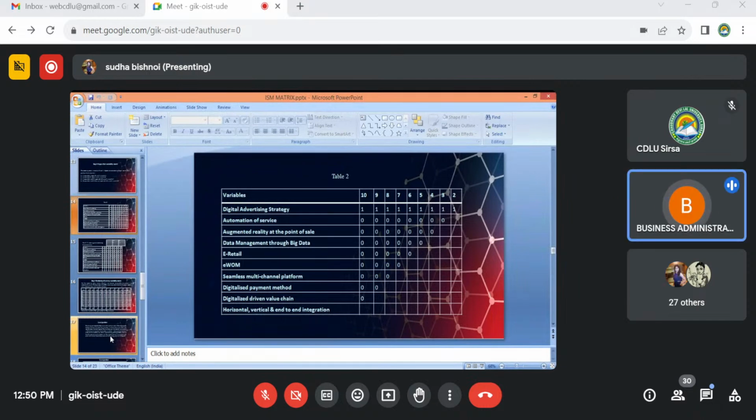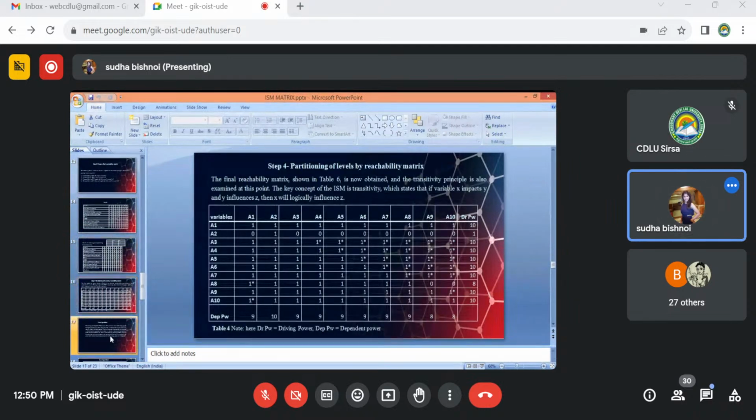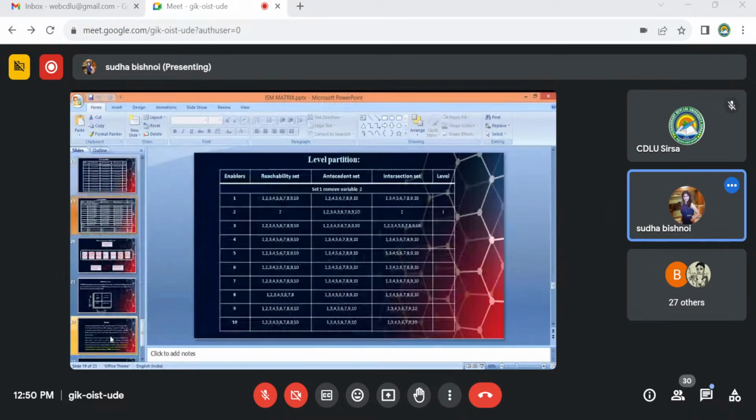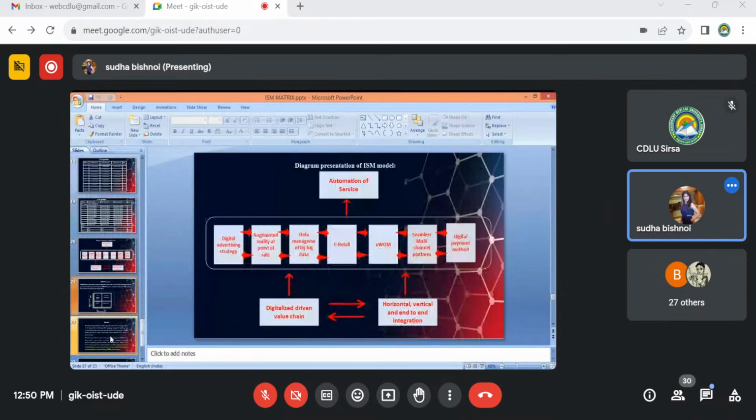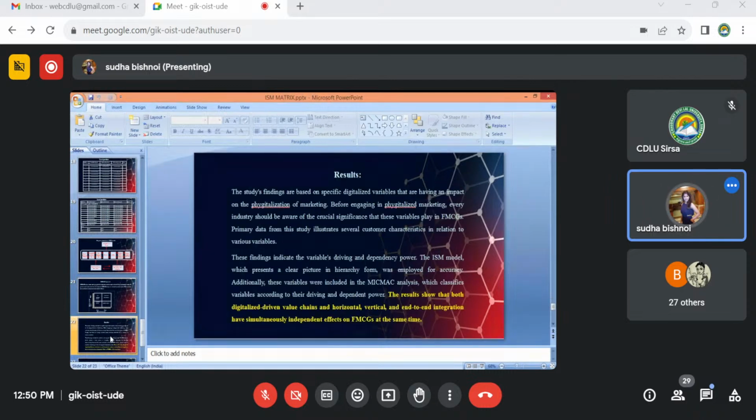Sudha, can you show your findings? Yeah, the findings show how the various variables identified by us are positively impacting the FMCG sector and can contribute to its growth in the digital scenario. So, thank you.